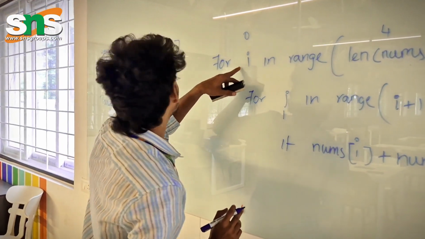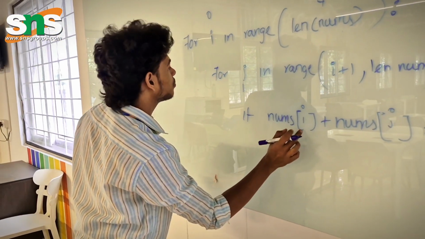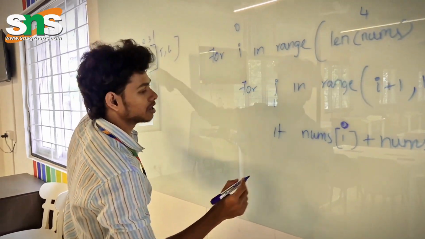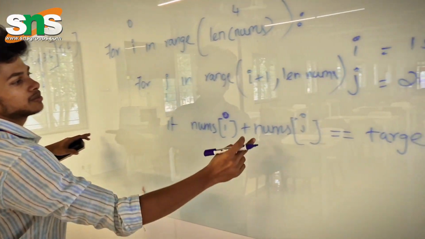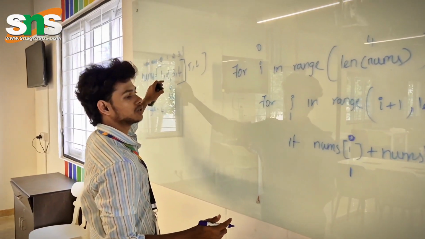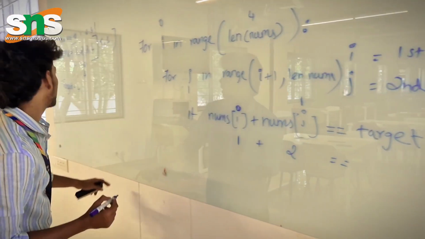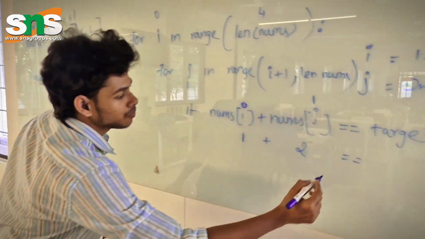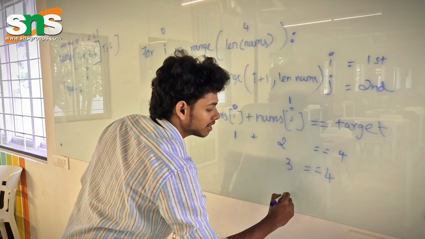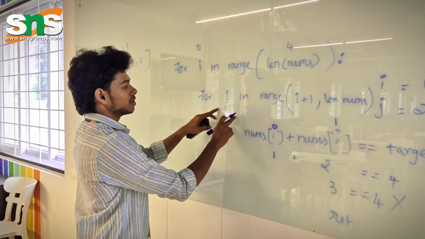For the 0th index, we have the value 1. So nums of 0 is equal to 1. And nums of j, where j is 1, so nums of 1 is 2. We already have the target value, which is 4. If 1 plus 2, that is 3, is equal to 4, we can return. But it is not, so the j loop will run again.